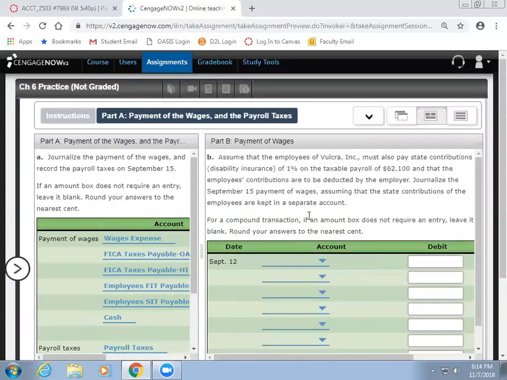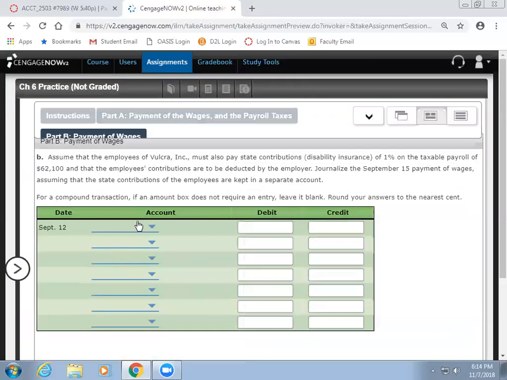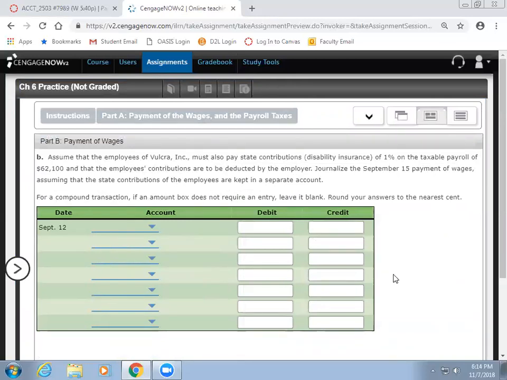Okay, so assume the employees of Volcra must also pay state contributions, which is a disability insurance, of 1% on the taxable payroll of $62,100, and the employee contributions are to be deducted by the employer. Journalize the September 15th payment of wages, assuming that the state contributions of the employees are kept in a separate account. So that's a lot of wording, really just to say that we are adding in one thing.